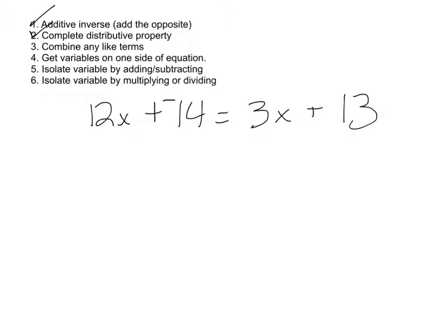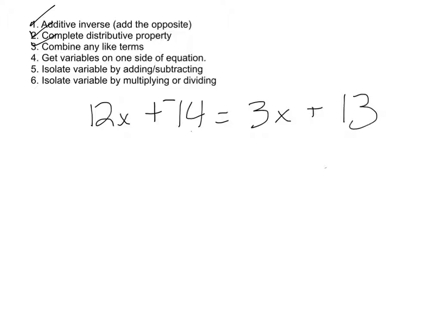Step 2, complete the distributive property. None of that. Step 3, combine any like terms. Well, let's take a look at that. 12x. On this side, I can't combine that with 14 or negative 14 because one has an x and one doesn't. Now, on the other side, I have 3x and 13. I can't combine those because they're different terms. One has a variable, and one doesn't. So step 3, already done.